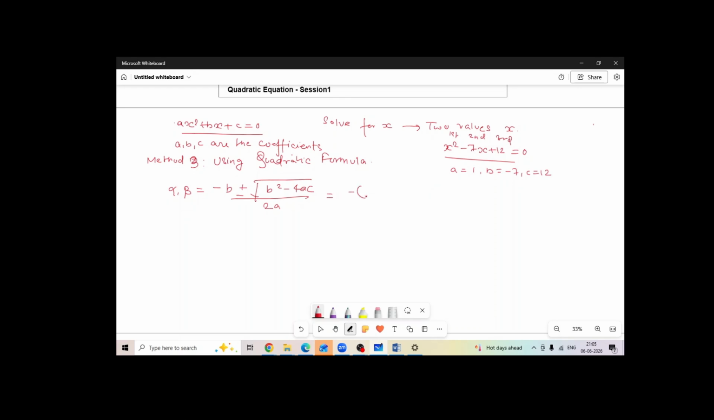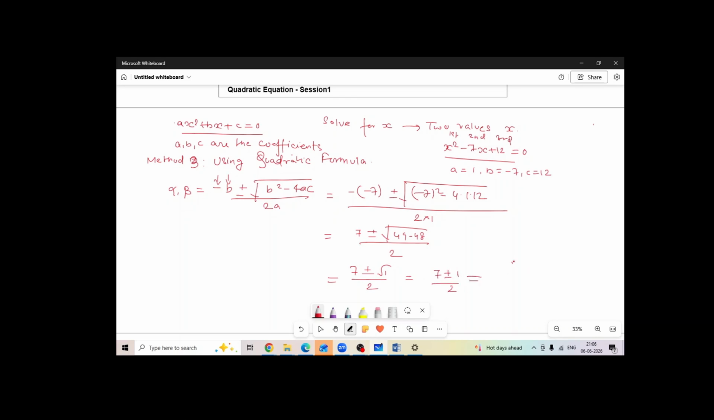Now if you put the values, minus of minus 7, so this minus is extra and this b comprises the sign of the b also. Plus minus square root of minus 7 square minus 4 into 1 into 12, divided by 2 times 1. So this will be 7 plus minus square root of 49 minus 48, by 2. If you solve it further, it will be 7 plus minus root of 49 minus 48, which is 1. Root of 1 will be 1 only. So 7 plus minus 1 by 2.